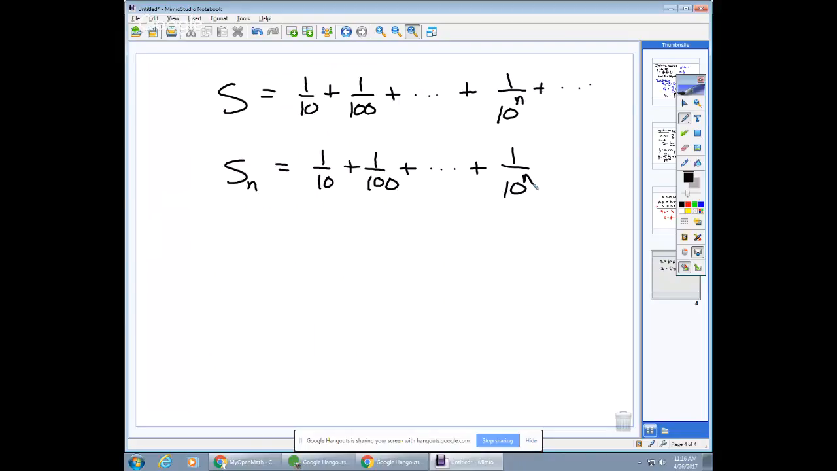But what I want to do is say, well, let's see what happens if we multiply this. Now I'm going to change what I'm multiplying by. Before I multiplied by 10, here I'm going to multiply by 1/10. Why 1/10? Because that's the common multiple to get from one term to the next. Okay. So what does 1/10 S sub n look like? Well, it would be 1/100th plus 1/1,000th plus all the way up to what? 1/10 times 1 over 10 to the n, 1 over 10 to the n plus 1, right?